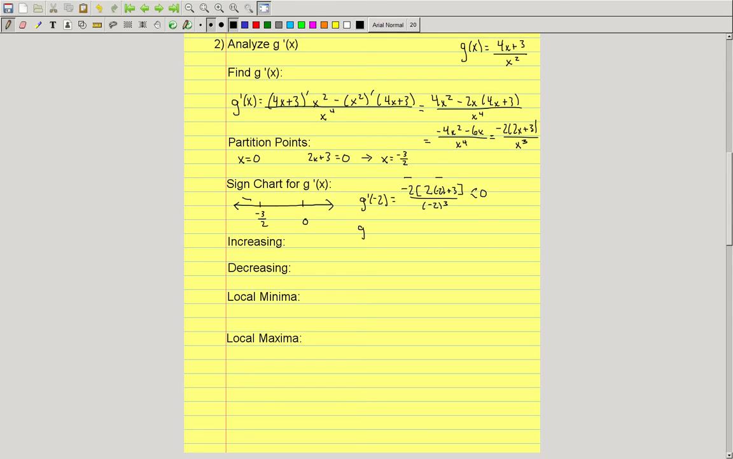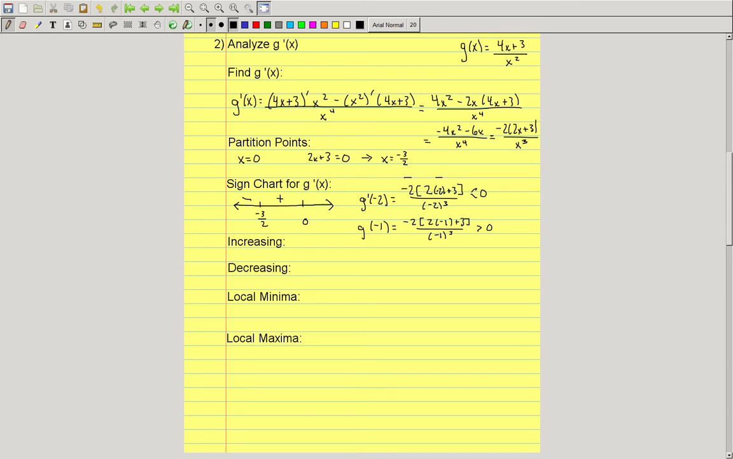We need to plug in a number between negative 3/2 and 0, so let's choose negative 1. We play the same game by plugging that value into our original function, so we get negative 2 times the quantity 2 times negative 1 plus 3, and then all over negative 1 cubed. This time, the term with the brackets is going to be positive, so we're going to have 4 negative signs, which means that this entire product is going to be a positive number.